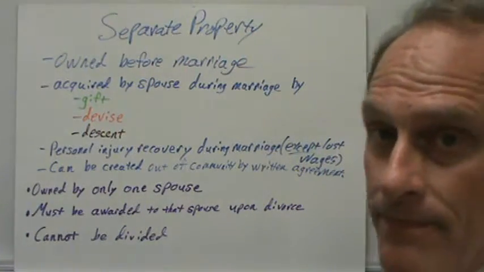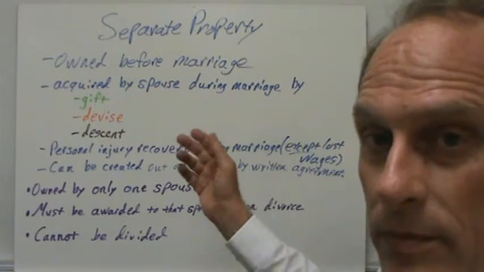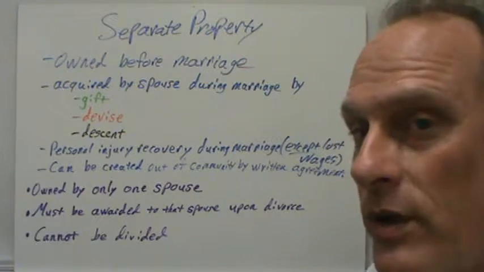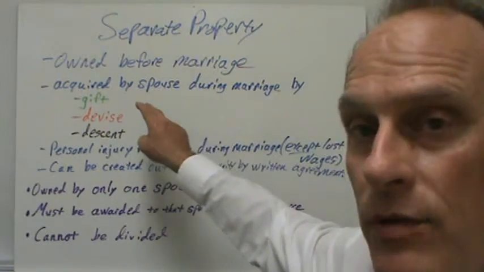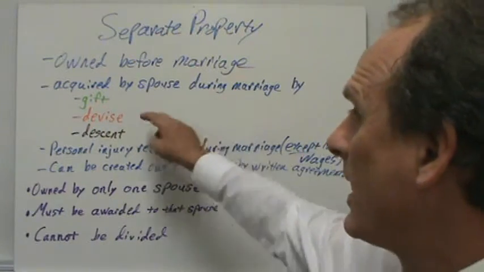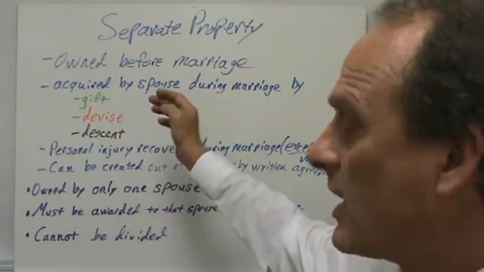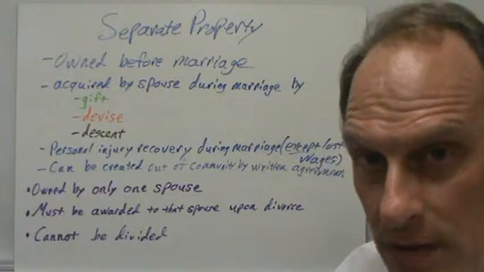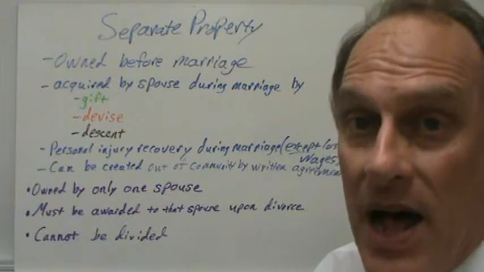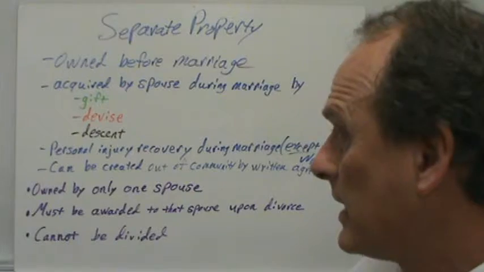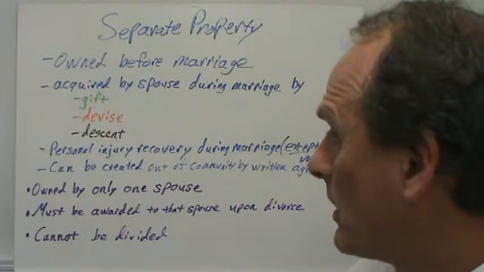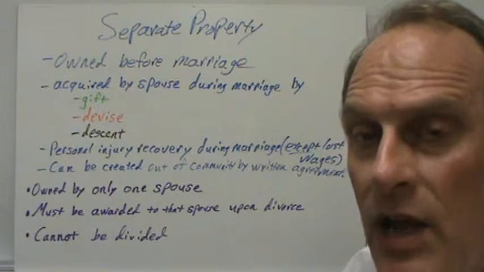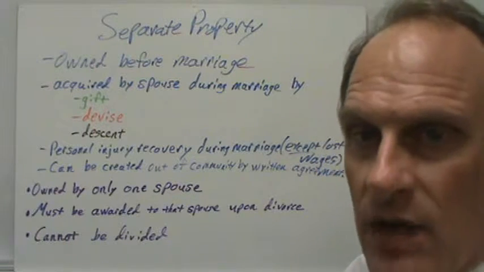Separate property. Separate property is going to be that property that is owned by the spouses prior to marriage. And it's also going to include property acquired during marriage by a spouse by either a gift, a devise, and of course a devise is a gift in a will. If someone has willed something to someone, that devise is going to be separate property. And then descent. Descent is referring to those situations where someone inherits property because they are an heir.